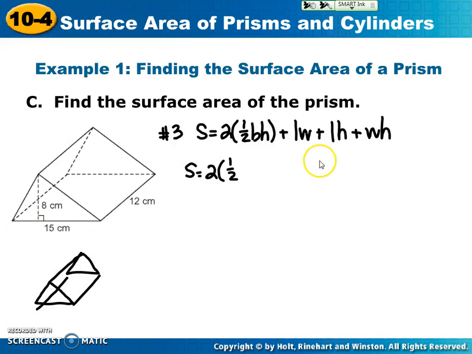All right, to find my base and my height of my triangle, I'm going to look at my triangle. I have a base of 15 and a height of 8. So there's my dimensions there.